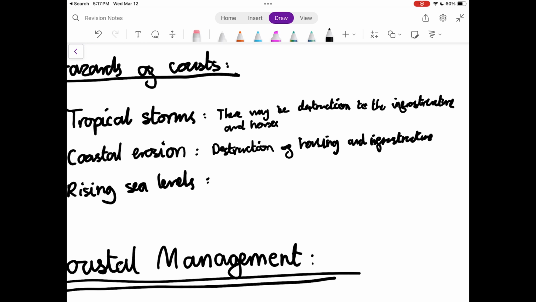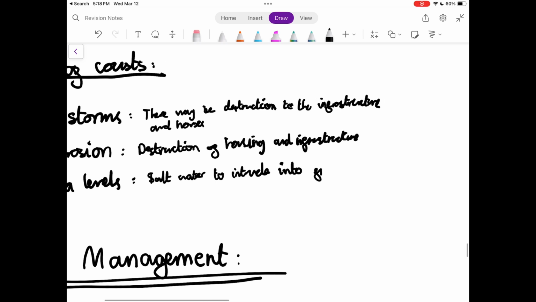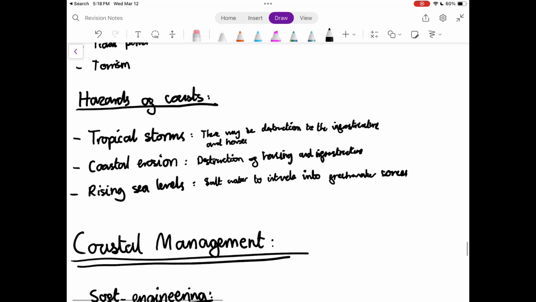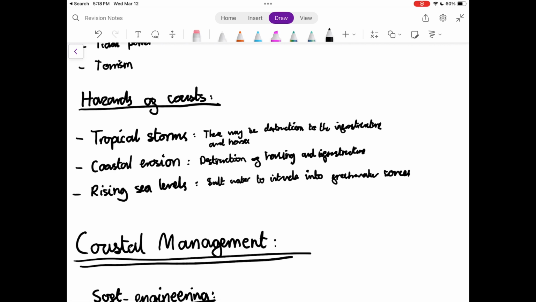So this can cause problems because it can cause salt water to intrude into fresh water sources, and this can therefore decrease the water availability for residents in the coastal area, and therefore it could have many impacts such as decrease industrial productivity and also can increase dehydration.